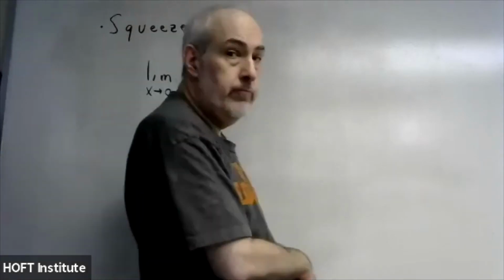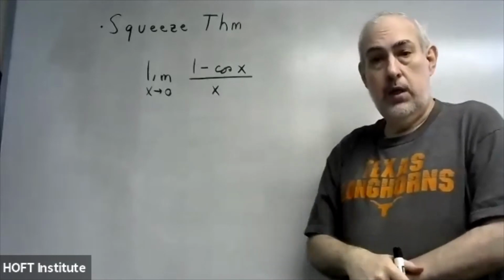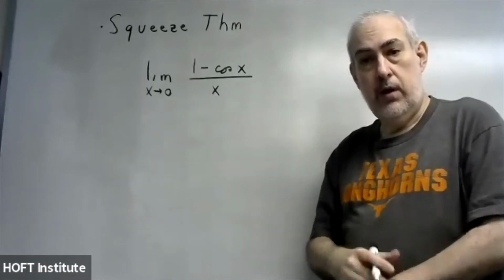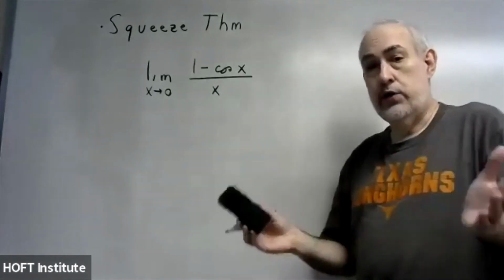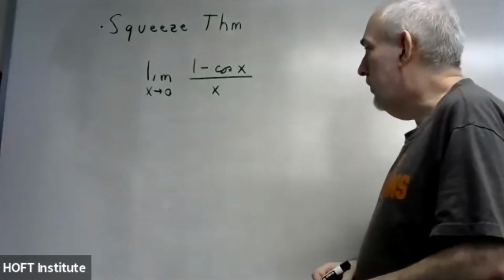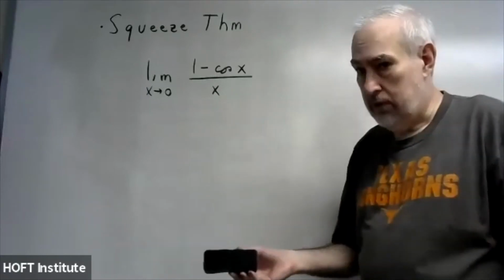Okay, so here is a problem: the limit as x approaches 0 of (1 minus cosine x) over x. If you try to just plug in 0, you wind up with 1 minus 1, so the top goes to 0 and the bottom goes to 0, giving 0 over 0.